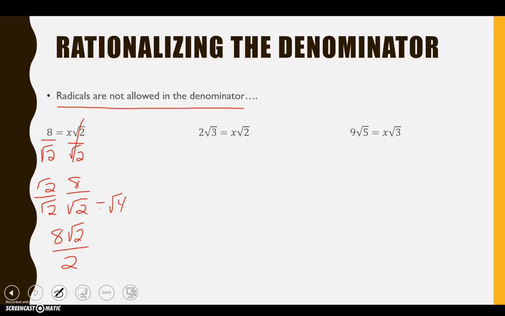And now from here, you want to make sure you can simplify this as far as possible. 8 divided by 2 is 4. So the value of x is 4 square root of 2. Okay, so let's do another example with that.